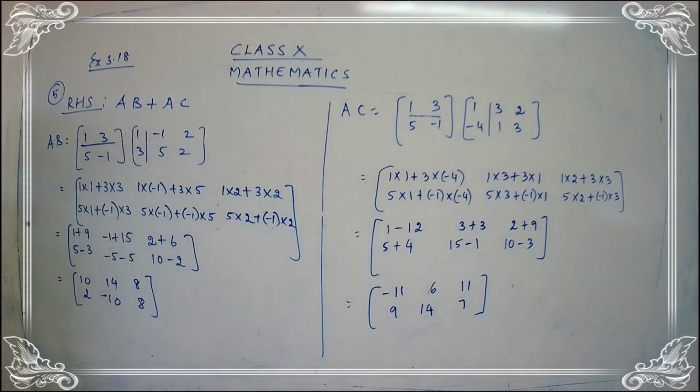So we have found the AB and also we have found AC. Still we have not completed our RHS. We have one more part to do. What is the thing left out children? Yes, we are going to add AB and we have to add AC. Getting my point children? Okay. So just complete AB and AC.